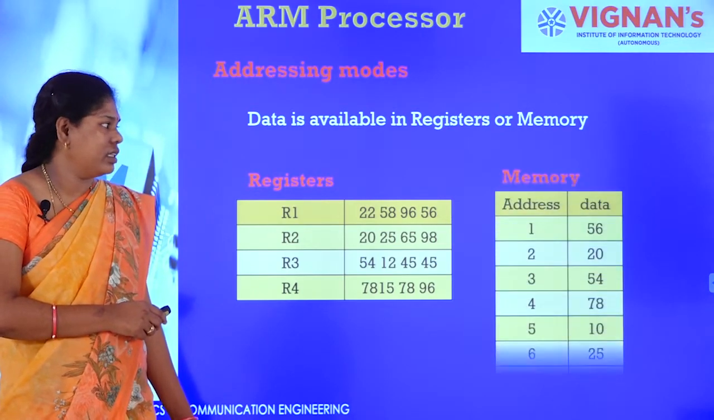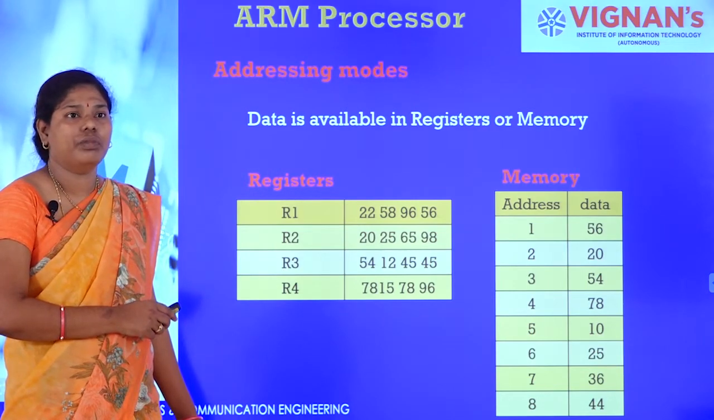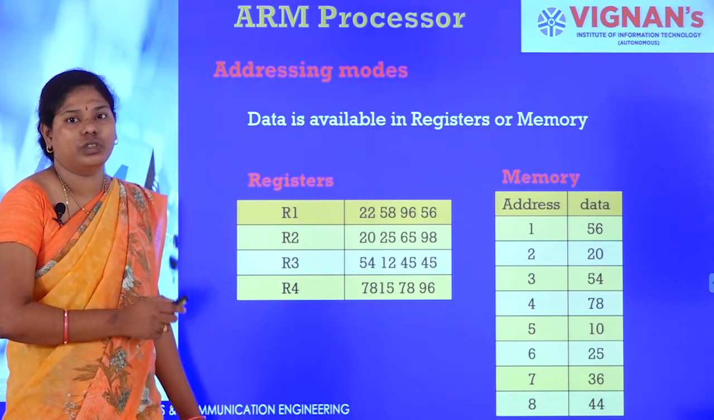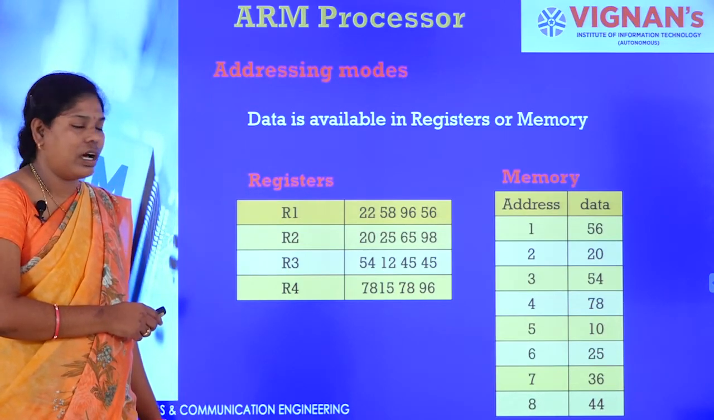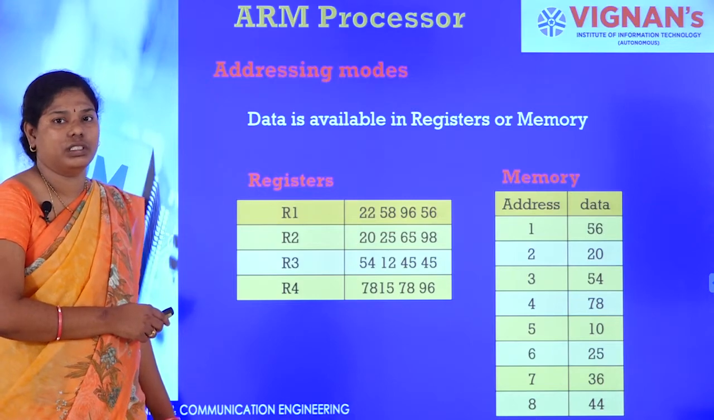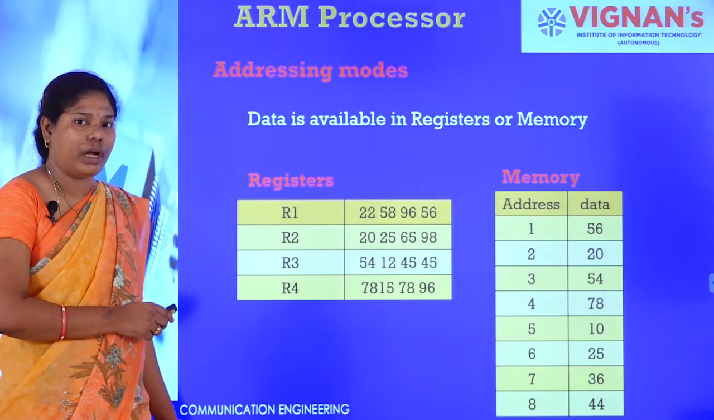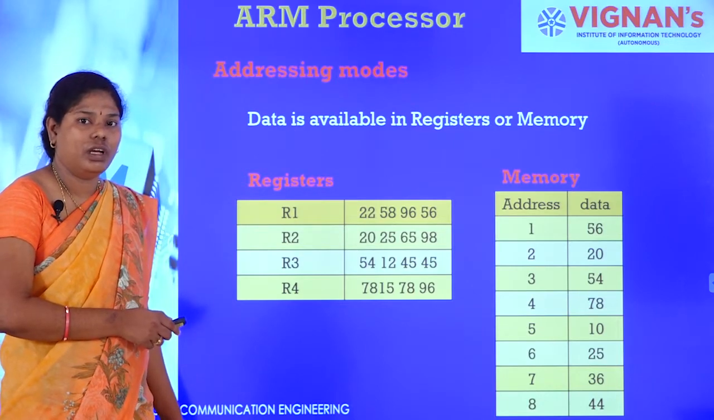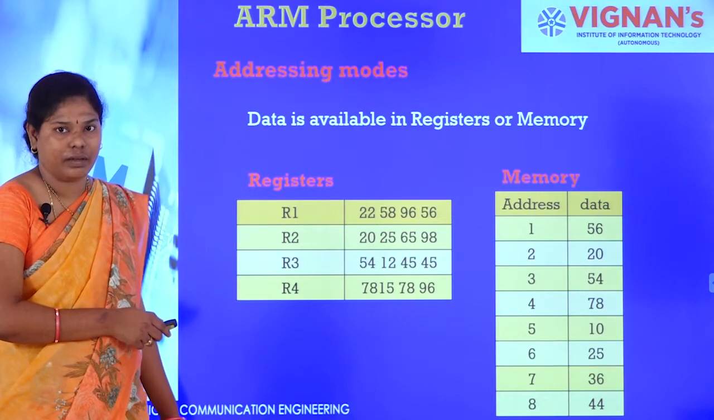Next, the second thing is memory. Here the data is available in memory, that is, the memory is external to the processor. The registers are 32-bit registers, so each register consists of 4 bytes, whereas in memory each location can occupy only a byte of data.